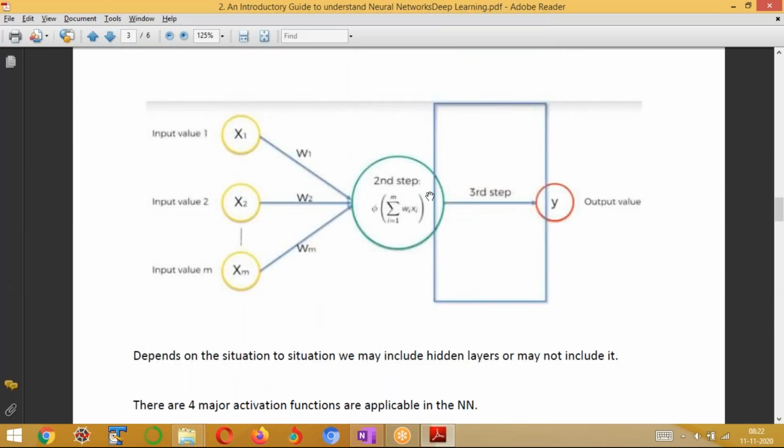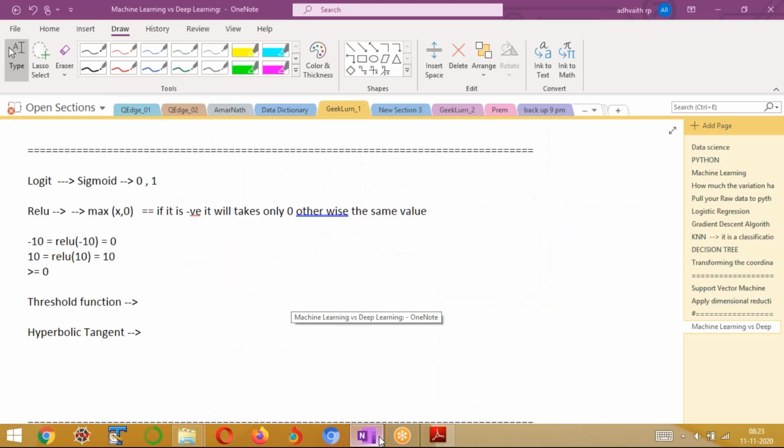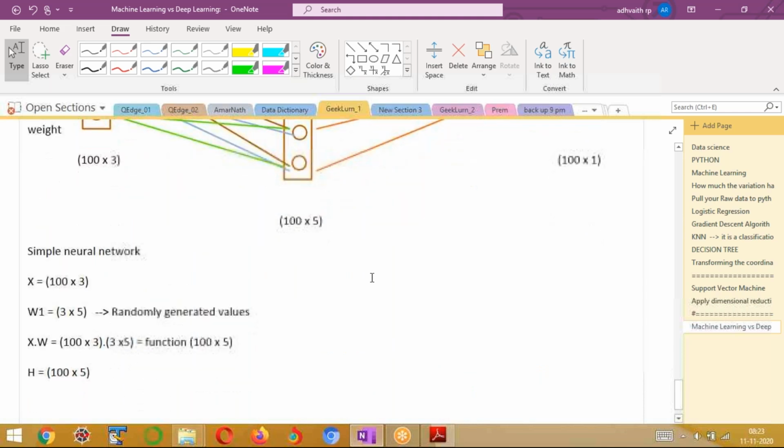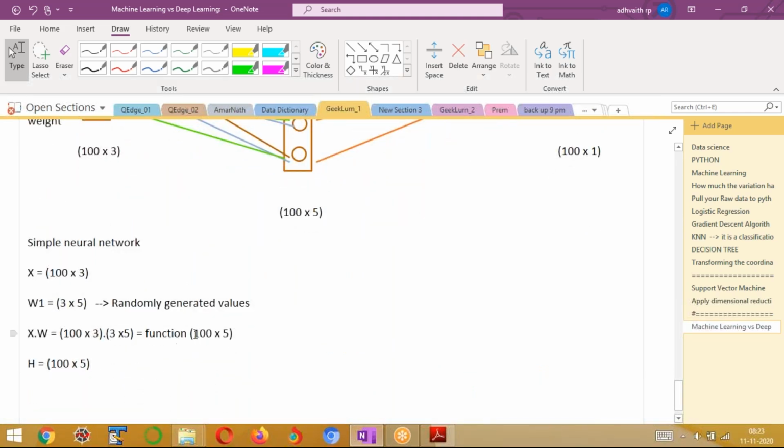Now come back. So this is what I'm trying to construct now. So here, yes. I'm applying a function.